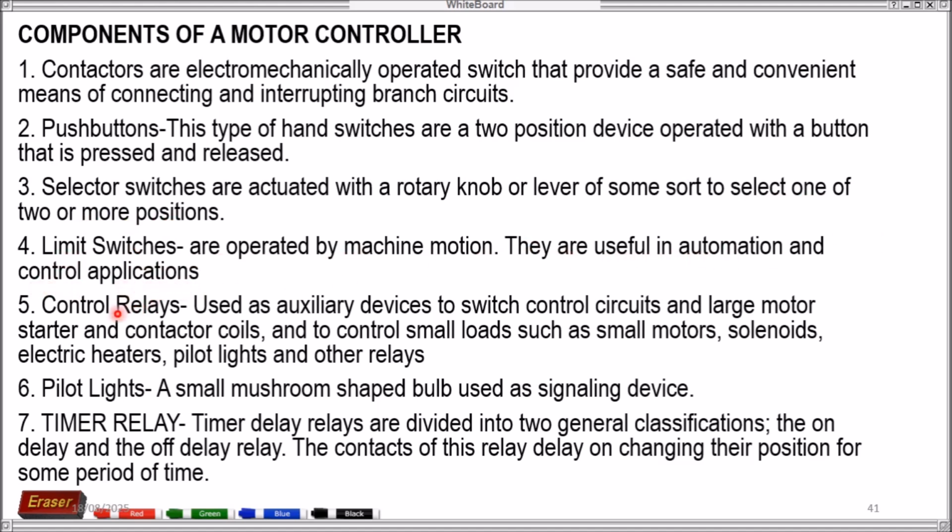Then we have control relays, used as auxiliary devices to switch control circuits and large motor starters and contactors, and to control small loads such as small motors, solenoids, electric heaters, pilot lights, and other relays. Then we have pilot lights, so these are small mushroom-shaped bulbs used as signaling devices. At yung timer relay natin, so these are time delay relays, which are divided into two classifications, the on delay and the off delay relay. So the contacts of this relay delay changing their position for some period of time. So yun po ating mga components ng ating motor controllers.